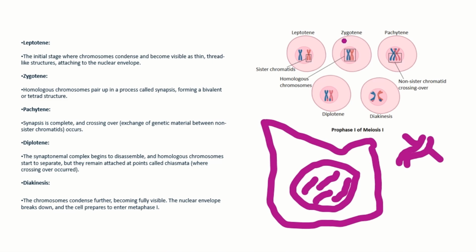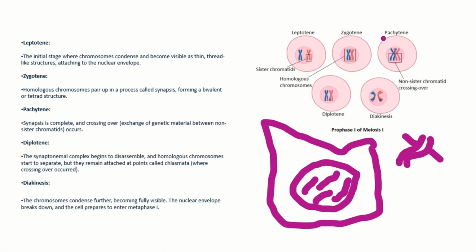And in the zygotene stage, the chromosomes are coming together, coming closer. So homologous chromosomes are coming together. And here, this is called non-sister chromatid. The crossing over takes place at the pachytene stage.